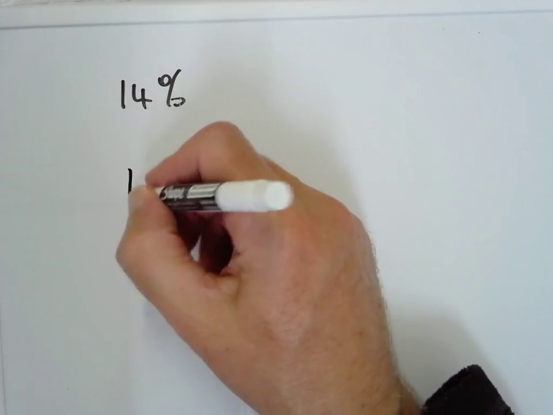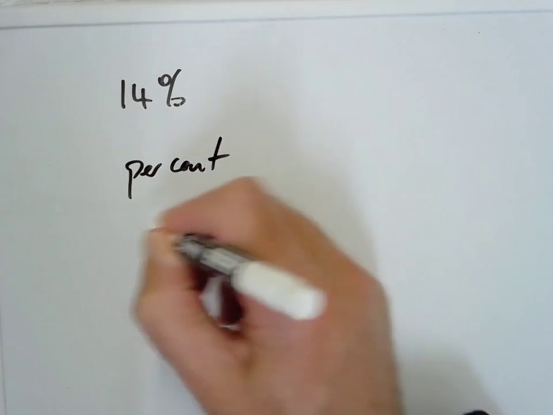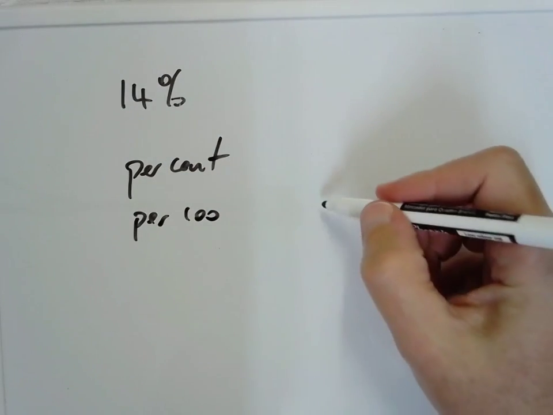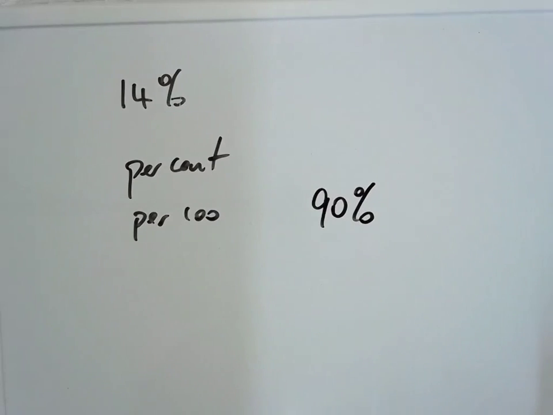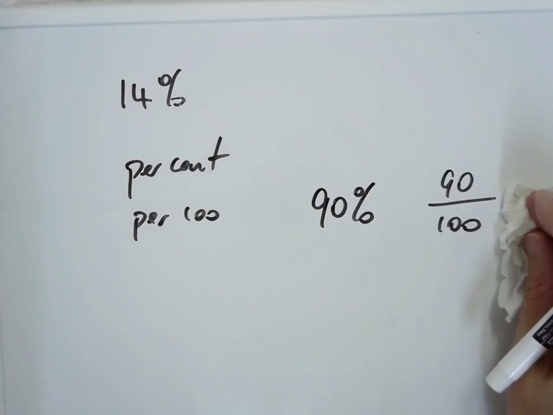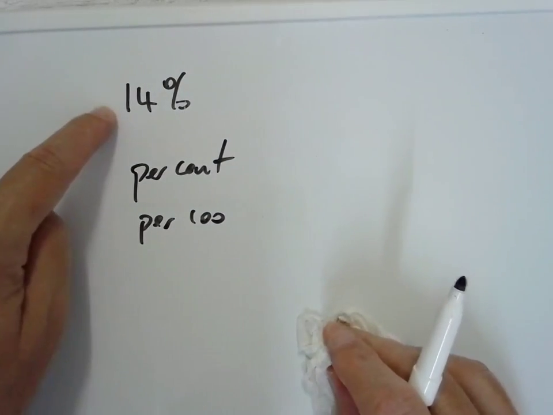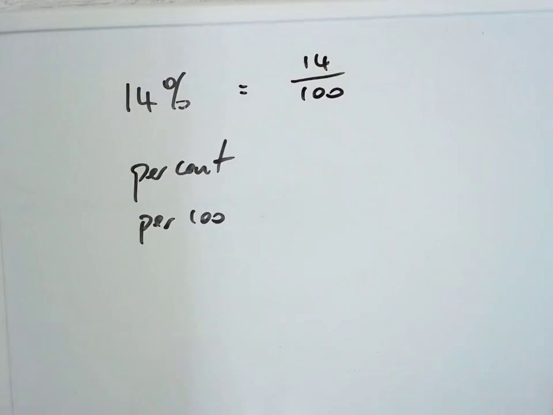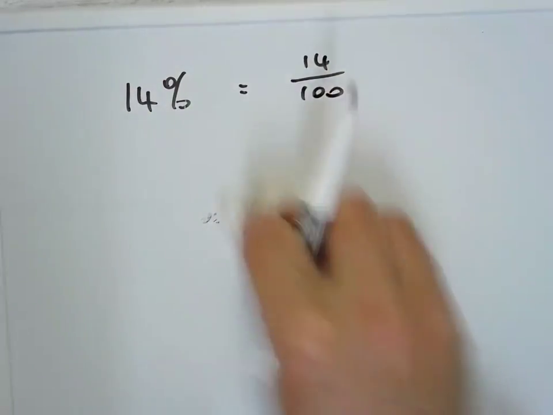Okay, percent. Percent is the same as per 100. That's how we think of it, per 100. So if I got 90% in my last exam, that's like me getting 90 correct questions out of 100 questions. 90%, 90 on 100, 90 out of 100. Not everything is out of 100 anyway, so that's a bit of a problem. Okay, so 14% is simply 14 out of 100, just over 100. That's nice and easy, isn't it?